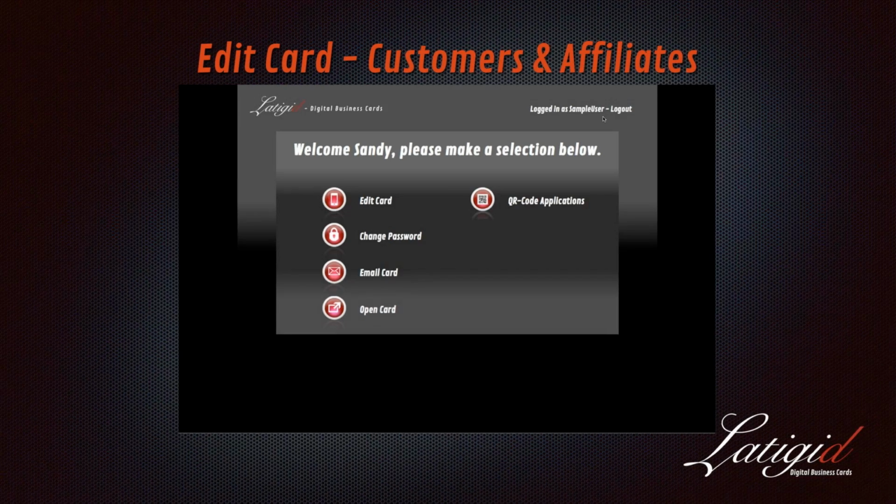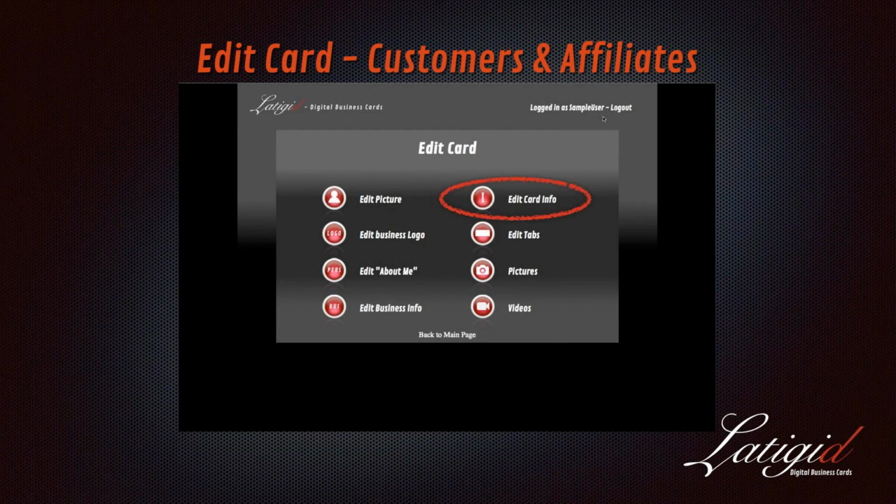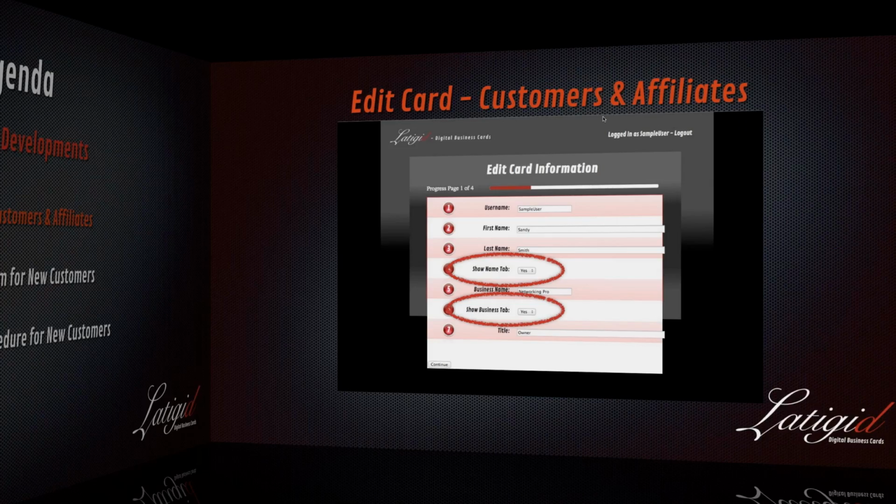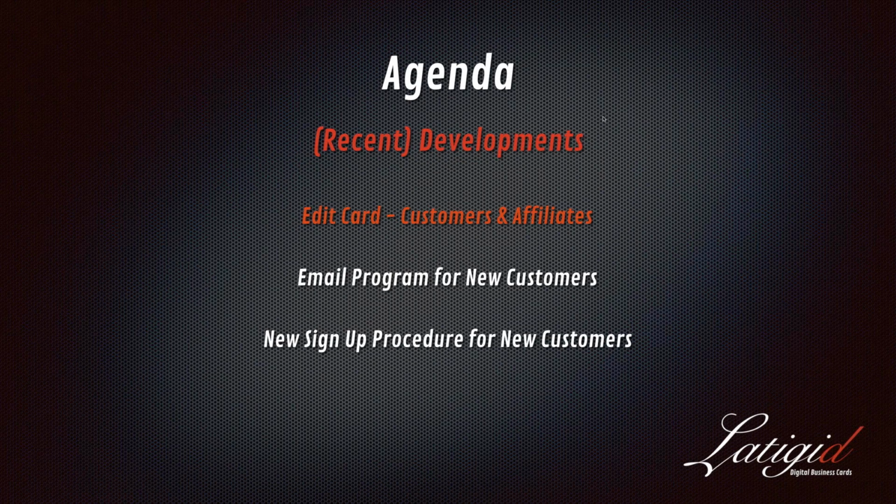It's very easy. Once you log into your card, either for customers or affiliates, you're just going to click on Edit Card. On the next page, you're going to go to Edit Card Info. That's where you always go to edit your card. And then I've added these two right here: Show Name tab and Show Business tab. So you can just toggle those on and off. If you don't show it, it doesn't delete those tabs. They just won't show, so you can always come back later and toggle those back on. It's not destructive. So, a very small change on that.